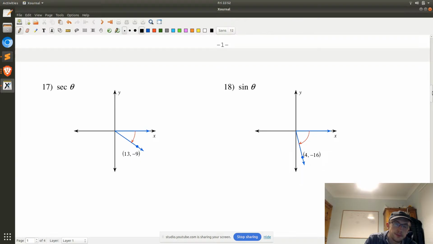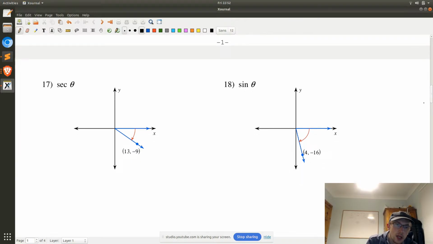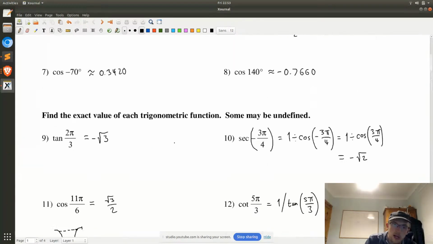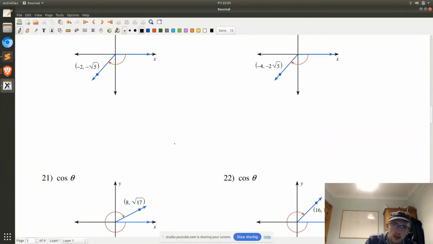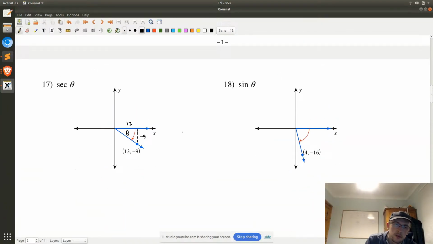Now who's next? Okay. Find out secant of theta. And the point here is 13, -9. Okay, but these aren't exact values. No, they're not exact values. They can't be. Well, I mean, no, anyway, whatever.